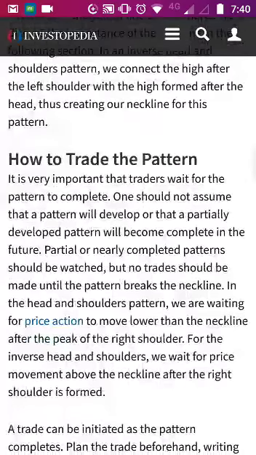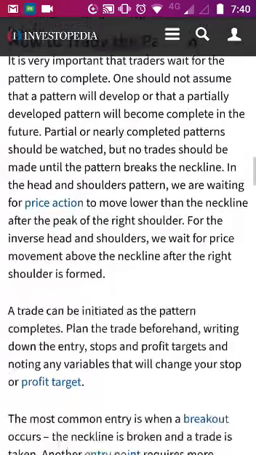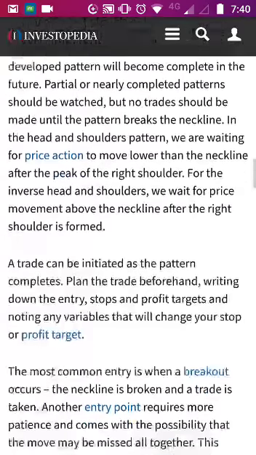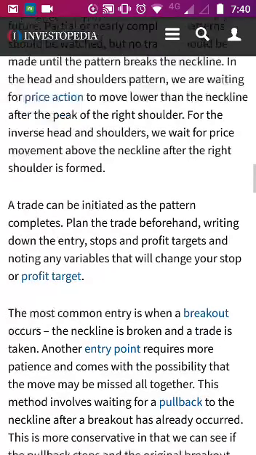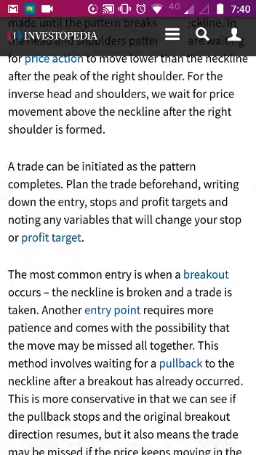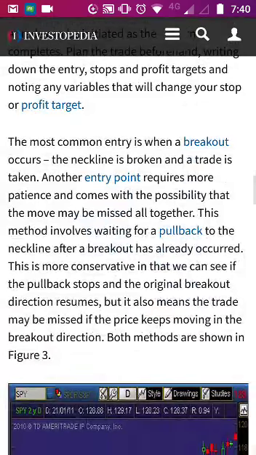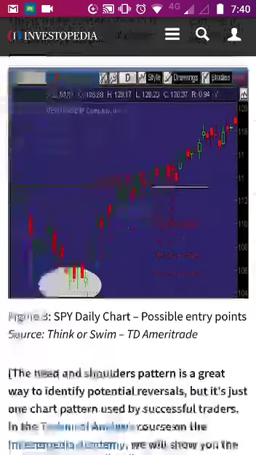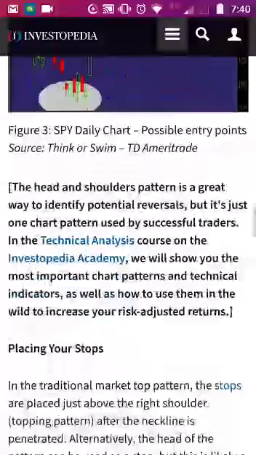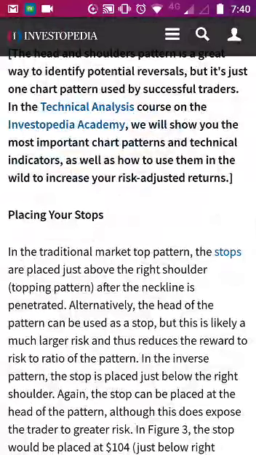Now, how to trade with this pattern? It's very important that traders wait for the pattern to complete. One should not assume that a partially developed pattern will become complete in the future and then take a position based on that, as that may not be the right approach. A trade can be initiated as the pattern completes, and plan the trade beforehand, writing down the entry, stops, and profit targets. That's exactly how you should trade with the head and shoulders pattern. This video is more about what exactly the pattern is and how you can utilize that information to trade with your strategies.